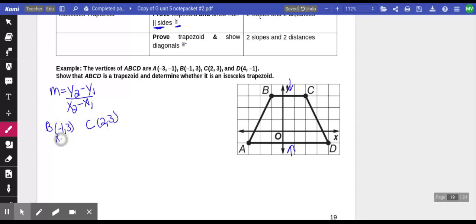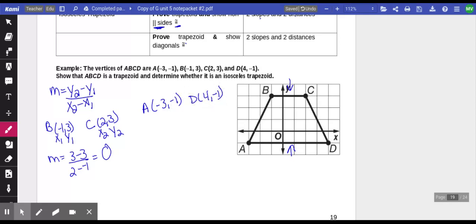So that's x1, y1, x2, y2. So m is 3 minus 3 over 2 minus -1. 3 minus 3 is 0, so that slope is 0. Do the same thing for AD. A is -3, -1. D is 4, -1.